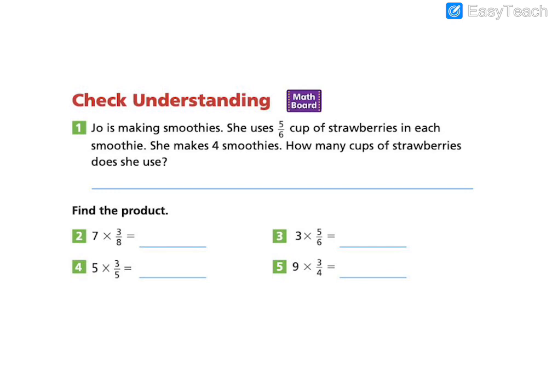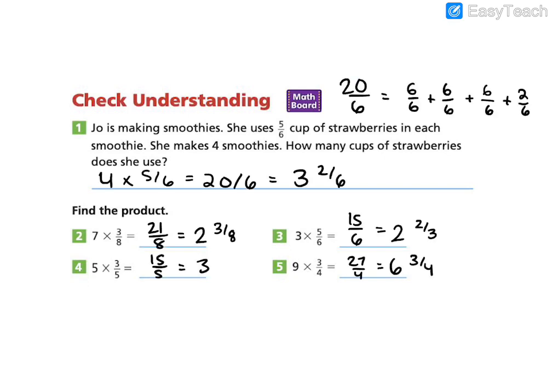Go ahead and complete the check understanding. Press pause and press play to check your work. Let's go ahead and check your work. This first problem, she needs 2 1/6 cups of strawberries, or if you went ahead and regrouped and renamed, it was 3 2/6 cups. The product here was 21/8, 15/6, 15/5, and 27/4. And if you're working on renaming as mixed numbers, go ahead and check your work.